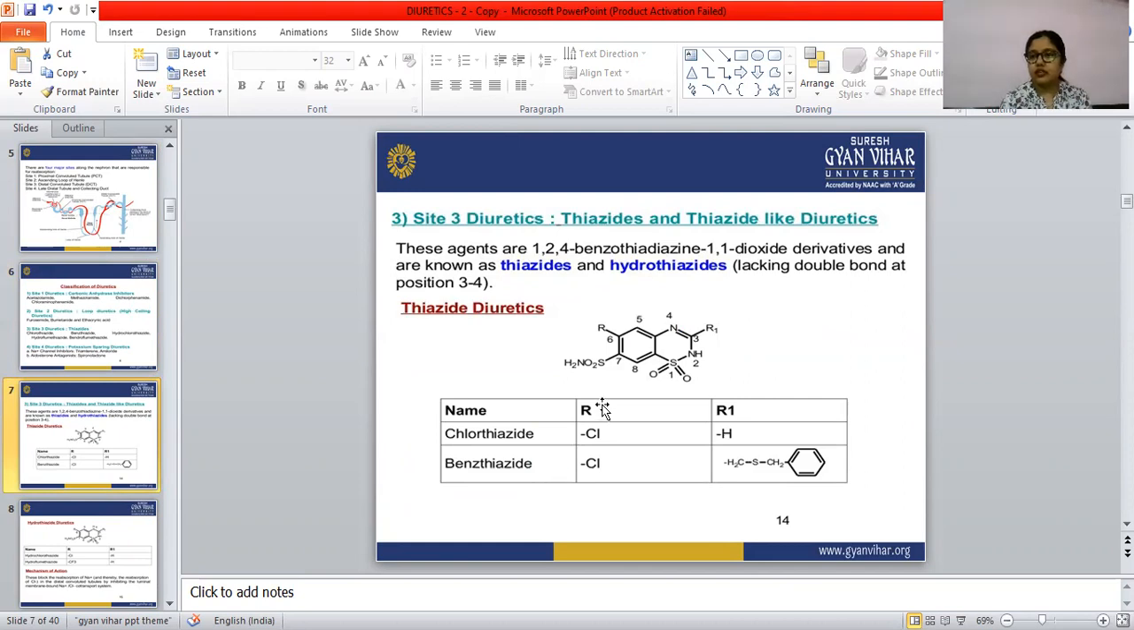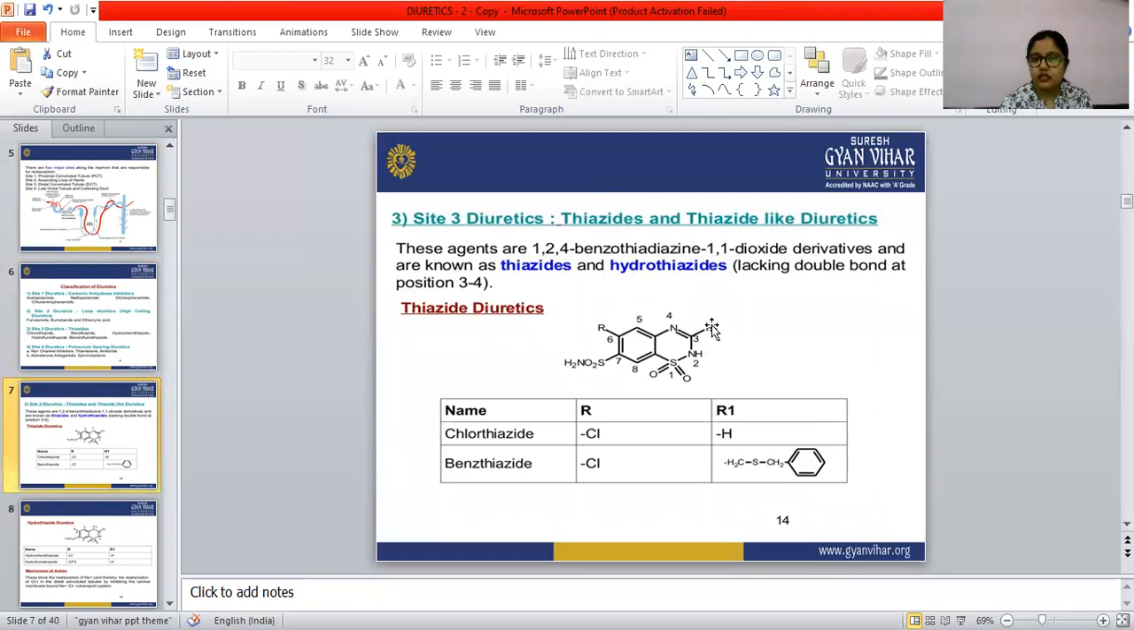Here we are discussing the thiazide diuretics, the drugs that act at site 3, the distal convoluted tubule. These agents are 1,2,4-benzothiadiazine 1,1-dioxide derivatives, and they are known as thiazides and hydrothiazides.